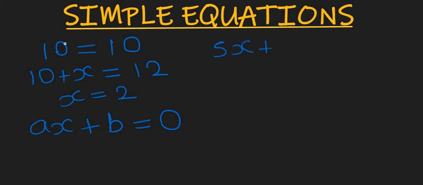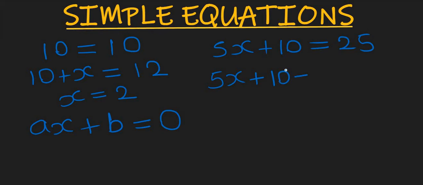5x plus 10 equals 25. Now in this example, the unknown value is x, b is 10, a is 5. How are we going to solve this equation? We can solve simple equations by separating the unknown variable. In this case, it is x. In order to separate variable x, we need to get rid of the constant.